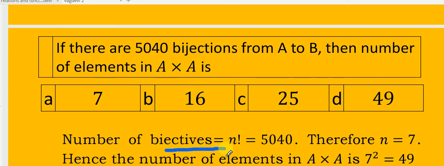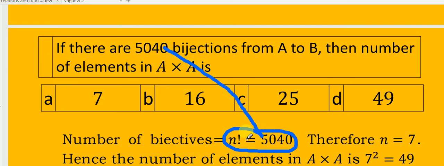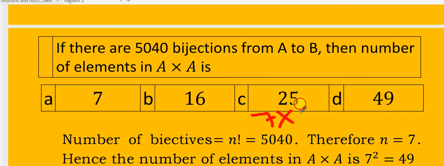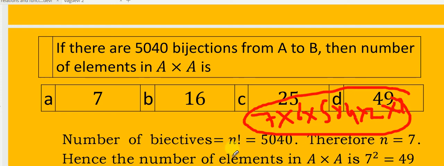The number of bijections is given by n factorial. So it's given that n factorial is equal to 5040. Therefore n is equal to 7, because 7 into 6 into 5 into 4 into 3 into 2 into 1 is nothing but 5040. Hence the number of elements in A is 7.